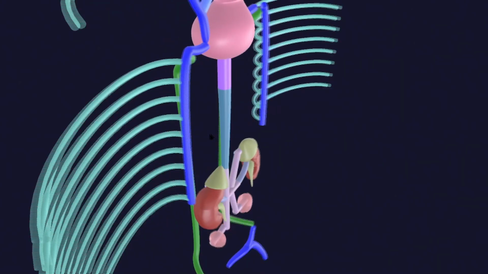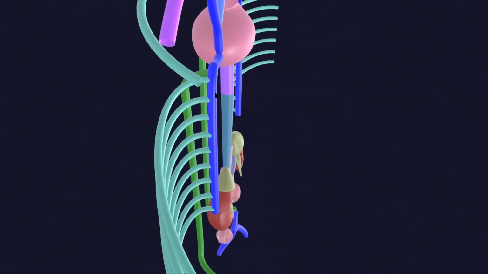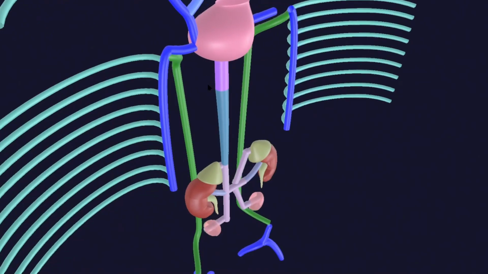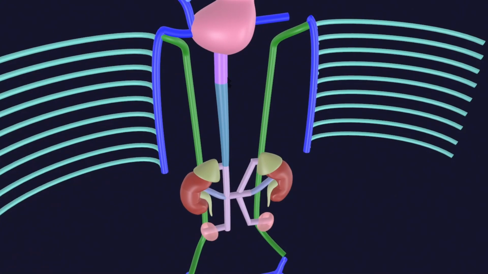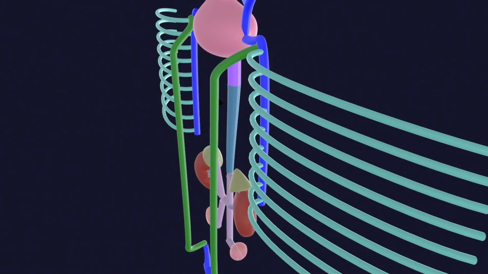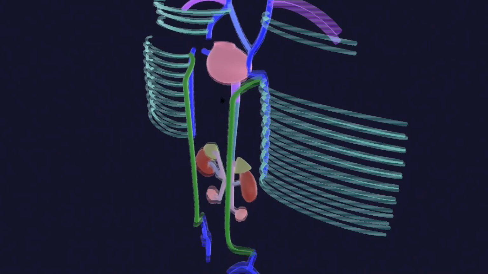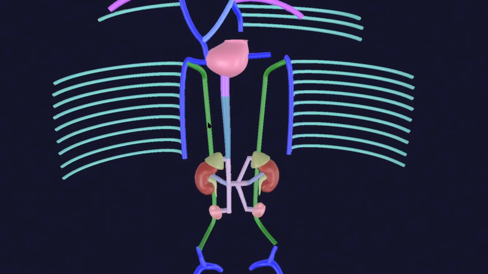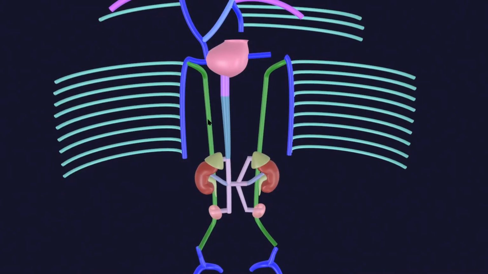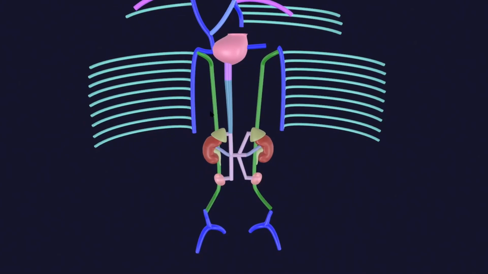The posterior cardinal as well as the subcardinal, they are lying almost in the same plane, except one is lying in the medial side and the other at the lateral side. But the supracardinal is in the dorsal plane. What it will do is drain the intercostal veins and subcostal veins. And the supracardinal veins first appear 2 weeks after the appearance of the subcardinal vein.